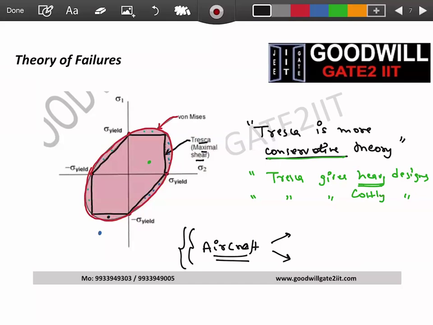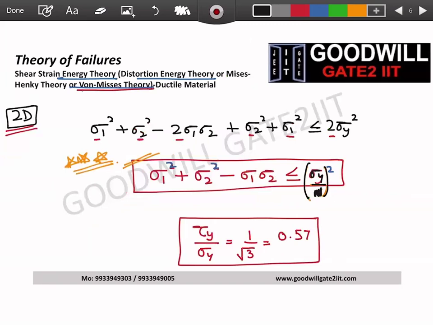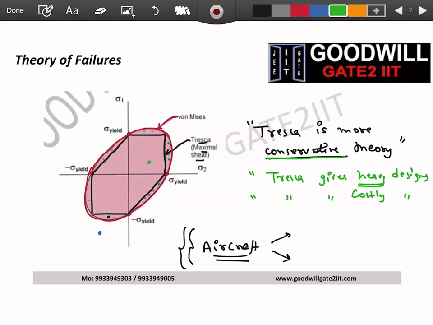So Priyal says Tresca, Akash says depends on component, Priyanka says von Mises. All right, so keep one thing in mind. Even though we are using von Mises, people feel it is not safe. But with von Mises, we can have a factor of safety, right? So it's not like we are not having safety with von Mises, but von Mises gives you lighter, much cheaper designs. And typically for all aircraft applications, we always go with von Mises.